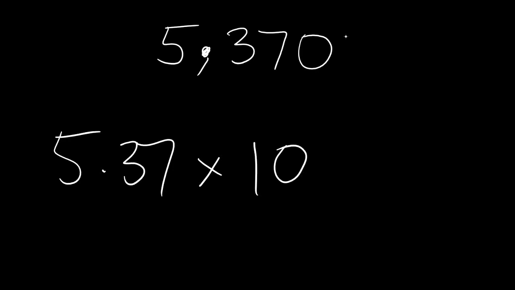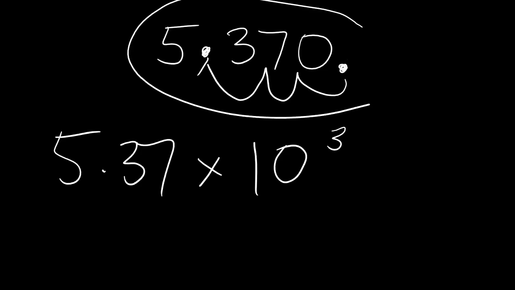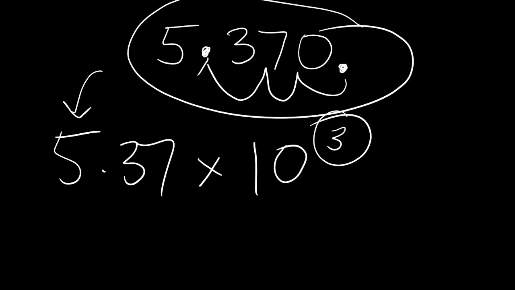Well, the decimal point used to be here. So let's see how many times it moved. 1, 2, 3. 3. And now we can look at our thing. You can see that the number we're trying to represent is greater than the number that's here, right? 5,370 is bigger than 5.37, which means our exponent is going to be positive. So it's going to be 10 to the third power and not 10 to the negative third power.